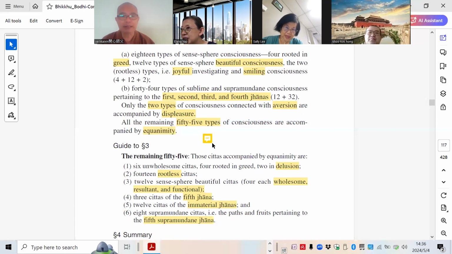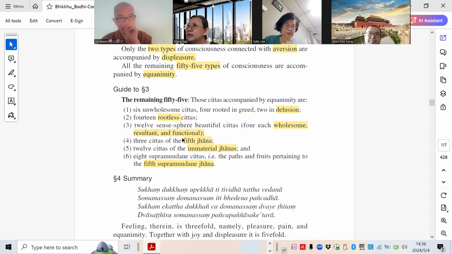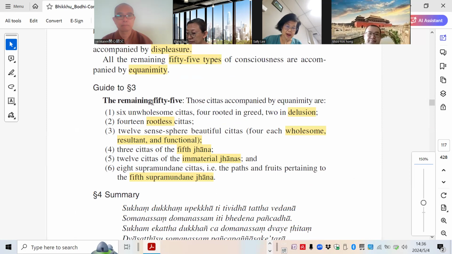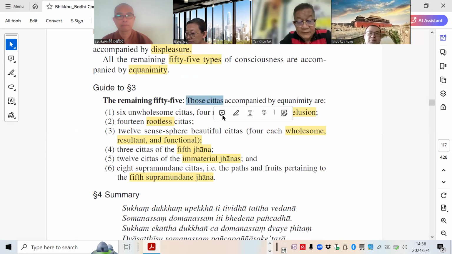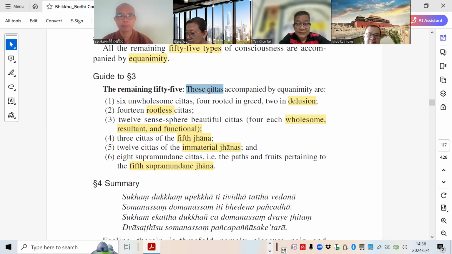Okay. So class, basically, now we go to the guide. Actually, we should study the guide first before we go back. I think we studied already, right? Because we highlighted already. So now you see, okay. Junta, can you please read through the guide? The remaining 55. Okay, Guide number 3. Junta, please read through it. Yeah. Okay. Guide 3.